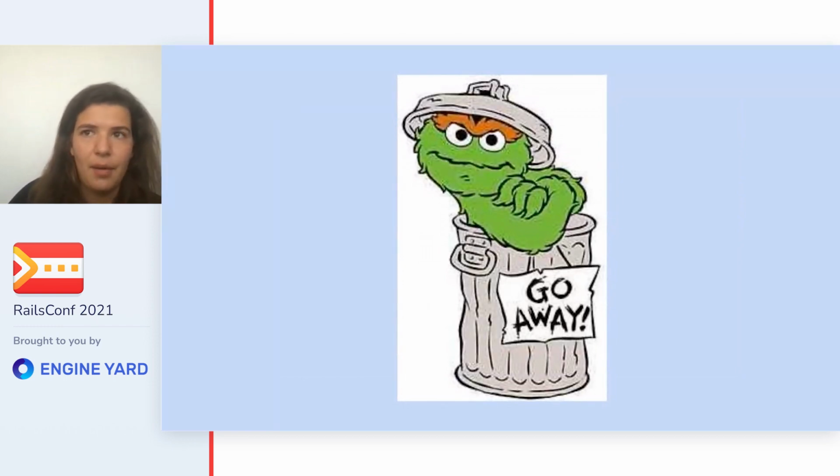So as our buddy Oscar the Grouch from Sesame Street, who lives in a trash can, will tell us, kind of go away, right? Ruby does GC for us. It deals with our trash. The whole point of having a garbage collected language is that we as developers don't have to worry about it, right?